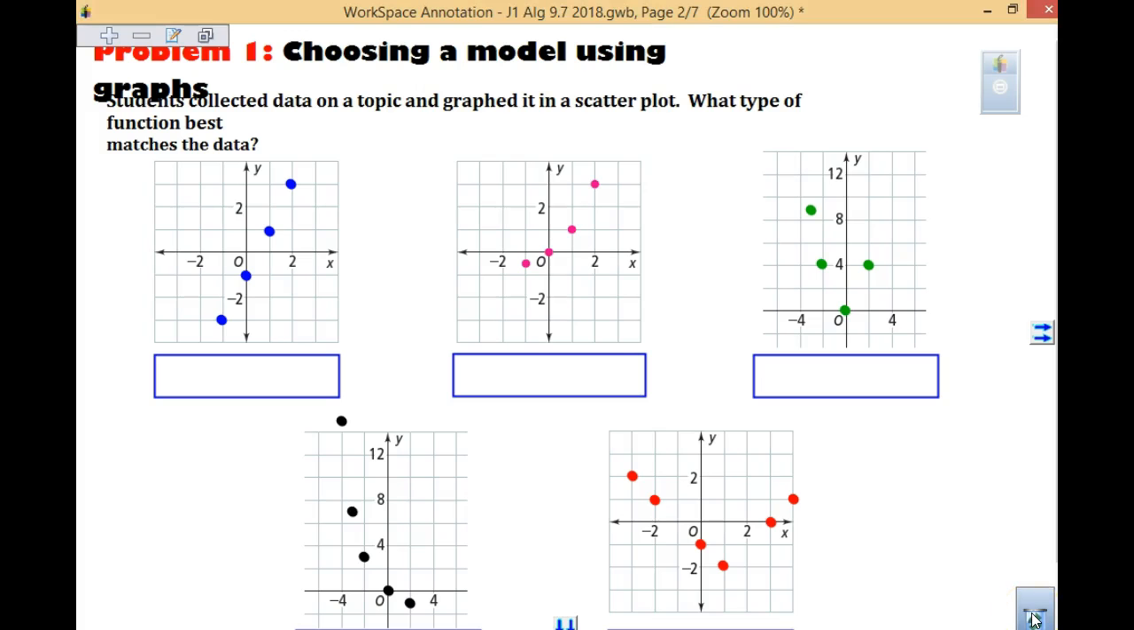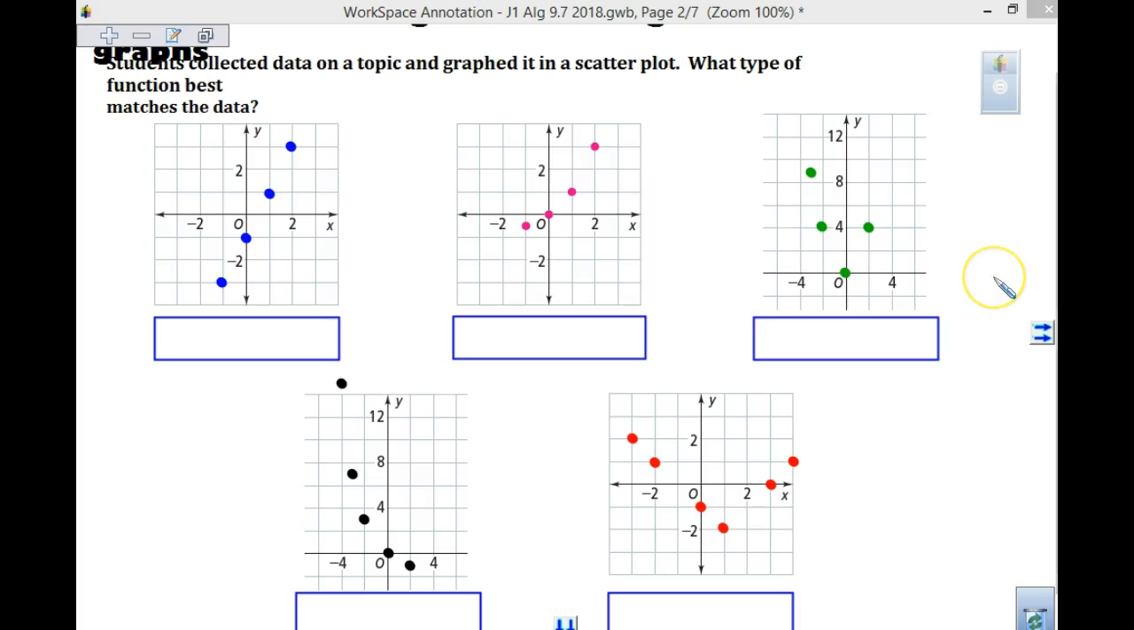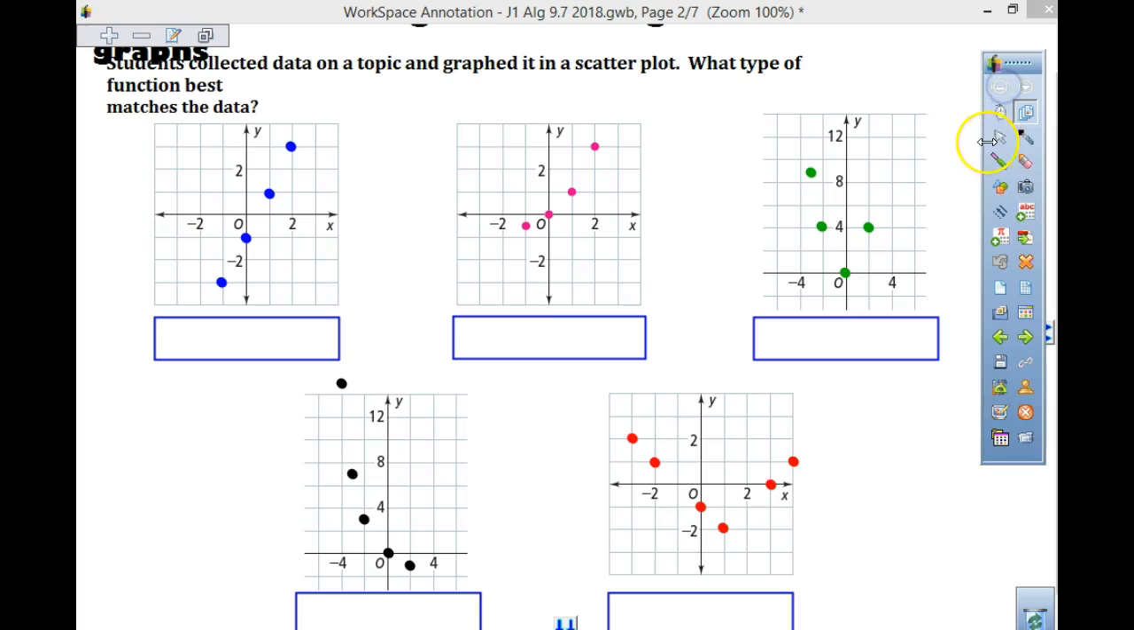So what you are going to be asked to do is to choose a graph. It says students collected data on topics and graphed it in these scatter plots. What type of function best matches the data? Looking from up above, you're just going to write in the word that you think matches. So I want you to put linear, quadratic, absolute value, or exponential as you look at each one. Look at the first one, and it is a nice straight line, so it's linear.